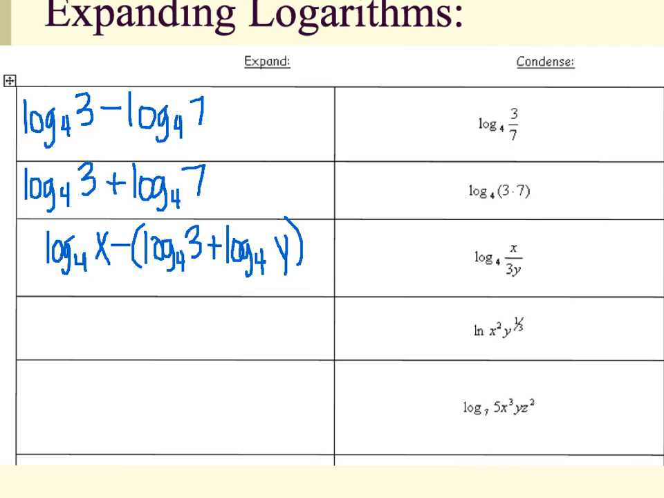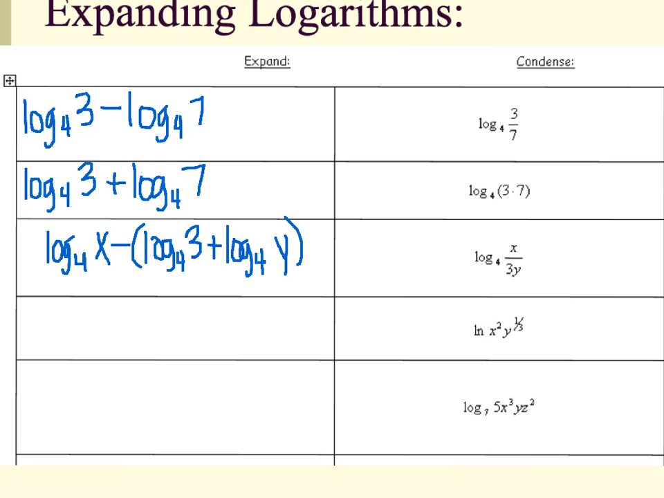Our next one here, we've got a couple things going on again. We've got some multiplication, so we're going to separate these two things with addition. And we've also got a couple exponents here, so we're going to have to move those two exponents out to the front. So this will become natural log of x, and instead of having that squared, that 2 should come out to the front. So 2 times the natural log of x plus, then we're going to do the same thing with this one.